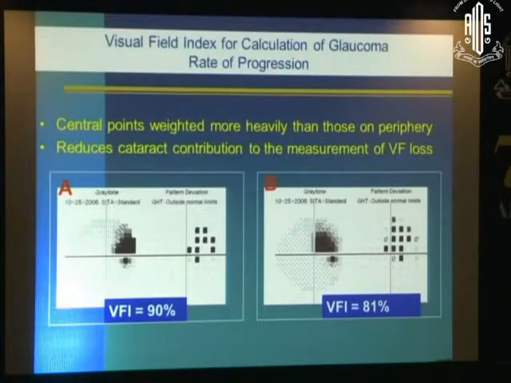So what is unique about the VFI index for calculation of the rate of glaucoma progression? Central points are weighed more heavily than those on the periphery.